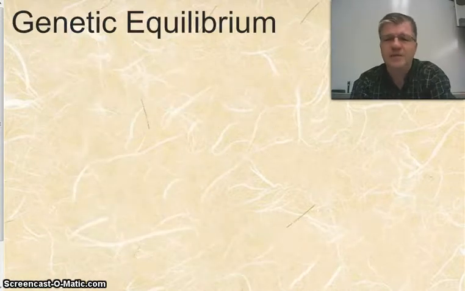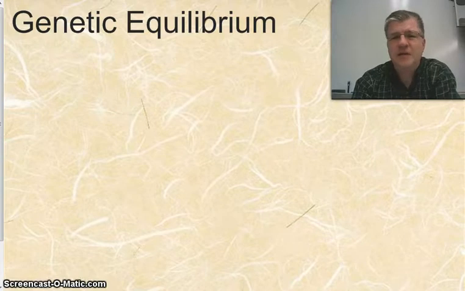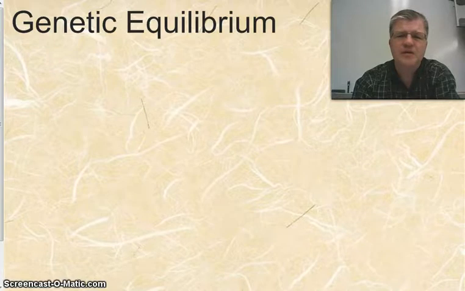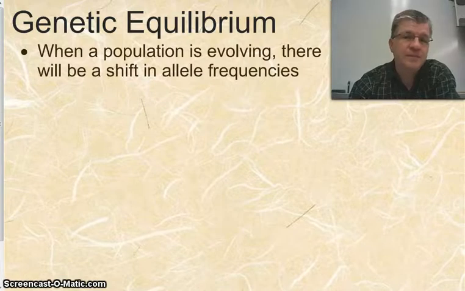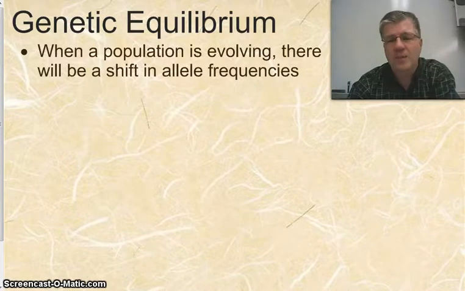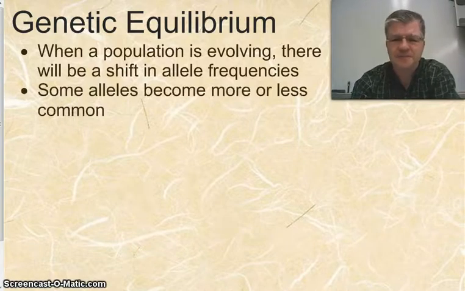Now, one really key concept in evolution is the idea of genetic equilibrium. If you remember, the term equilibrium refers to something being at a steady state. Well, we're taking a look at the genes in a population when we discuss genetic equilibrium. If a population is evolving, that means the population is changing. The only way for the population to change is for certain traits to become more common or less common. The only way for traits to become more or less common is if alleles are becoming more or less common, since we're talking about genetic traits here.